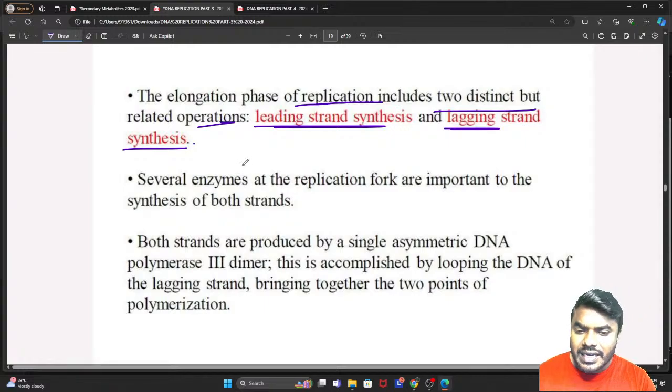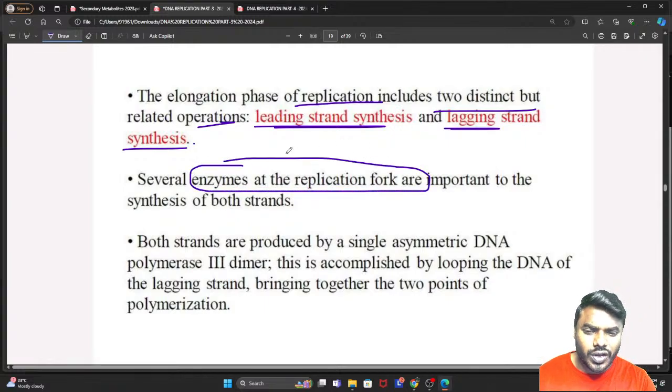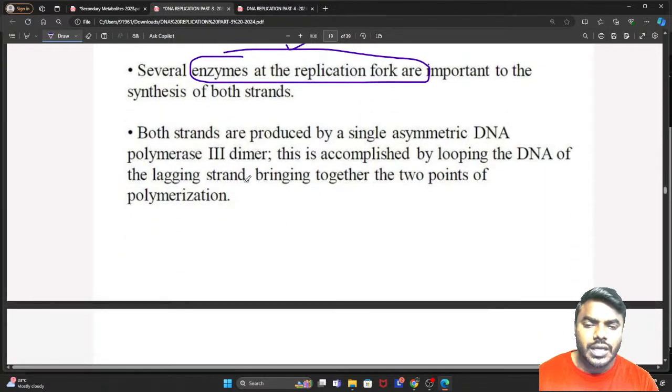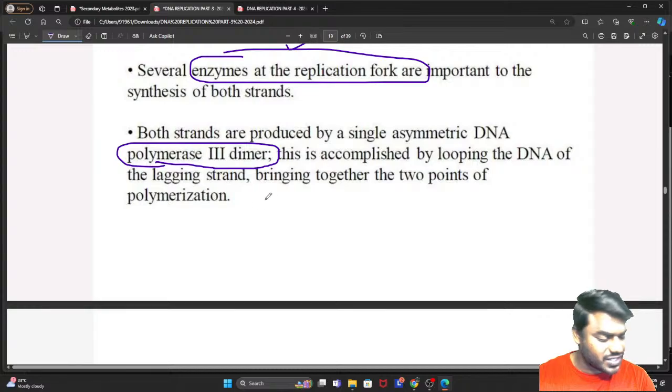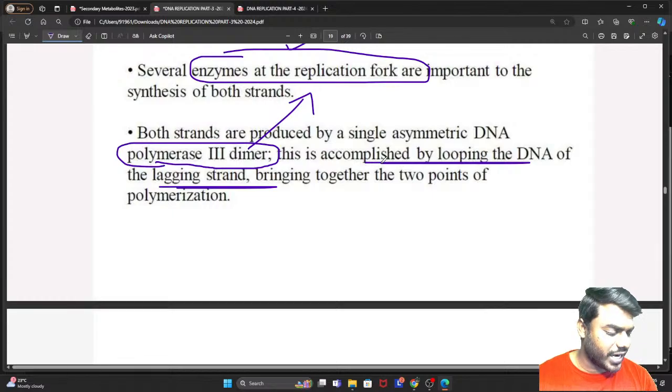Does every student understand? Several enzymes at the replication fork are required. Among those, the most important, versatile enzyme is called the DNA polymerase 3 dimer. Friends, this is an important statement to be remembered. It is a dimer. The dimer is the one which synthesizes the leading strand as well as the lagging strand.